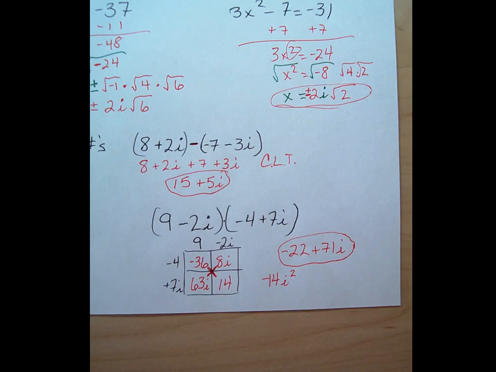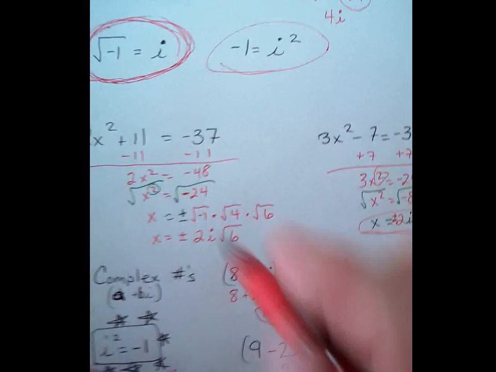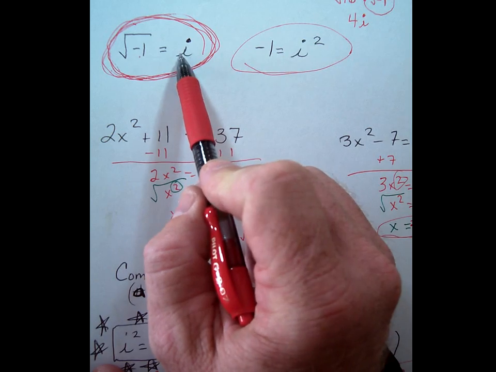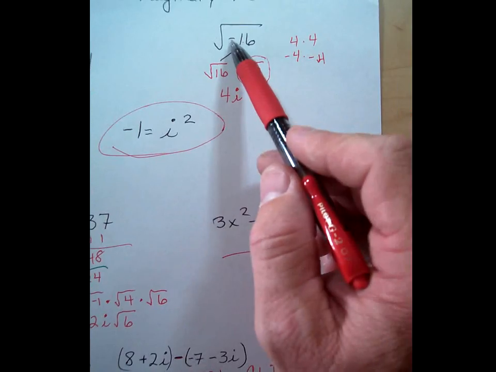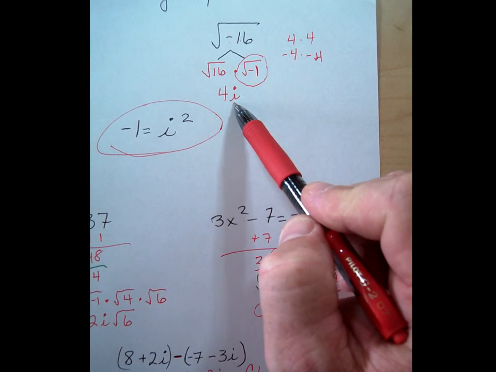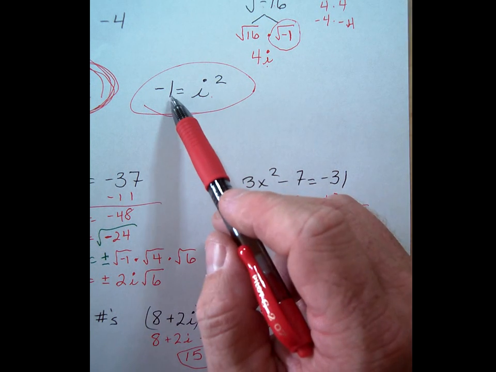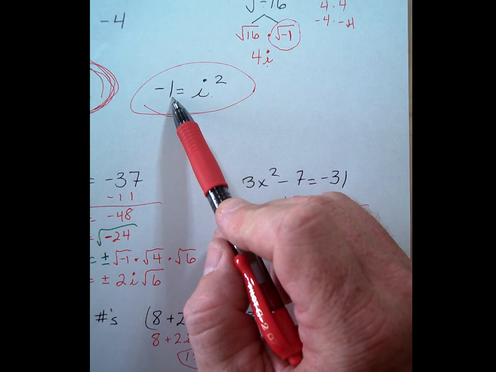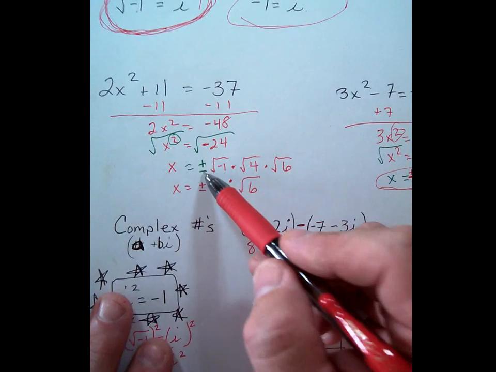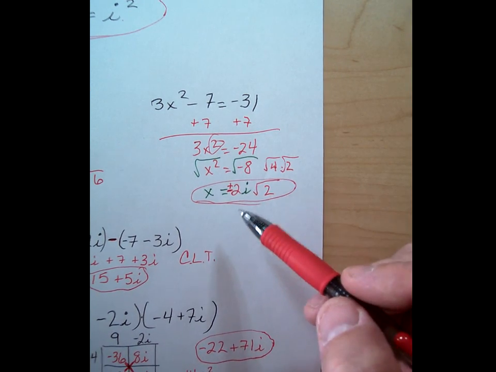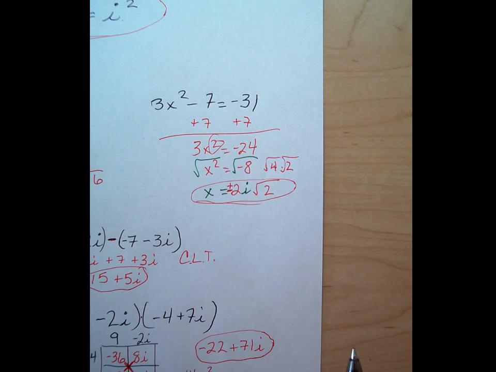Things to remember. Square root of negative 1 is equal to i. So if you have a negative inside your radical, you are going to have an i. i squared, anytime you have i squared, replace it with negative 1. And also plus minus, plus minus, plus minus. Don't forget plus minuses on both lessons.